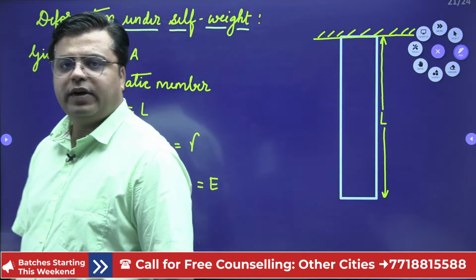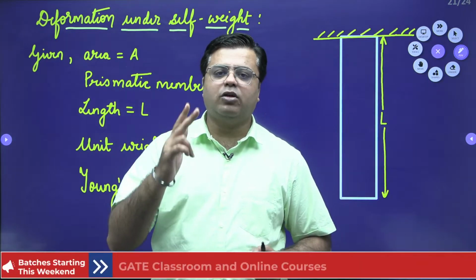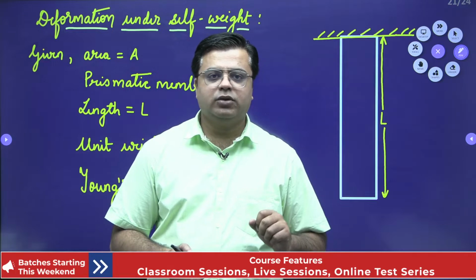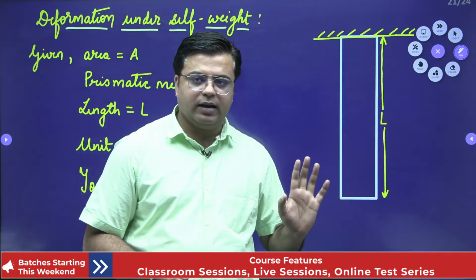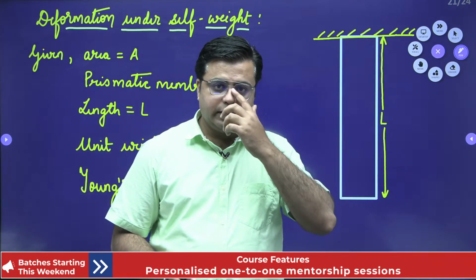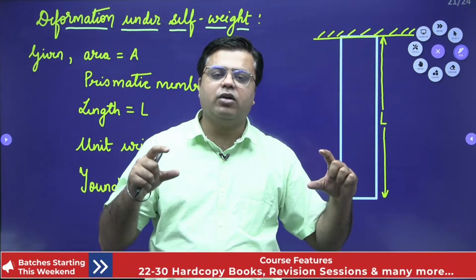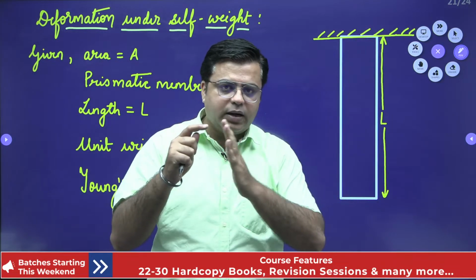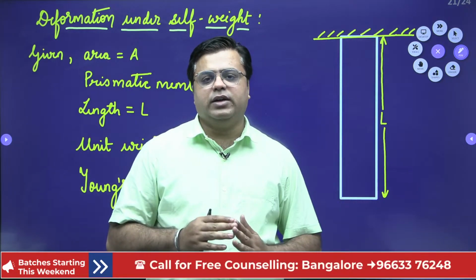Before this, whenever we are calculating the elongation for the member, two things are common. First is the member was prismatic. So here also the member is prismatic. Length of the member is L and area is constant. So these two things are common. Now, in the previous case, when we were calculating the total elongation for a particular member, in the entire length, the load acting was also constant, right?